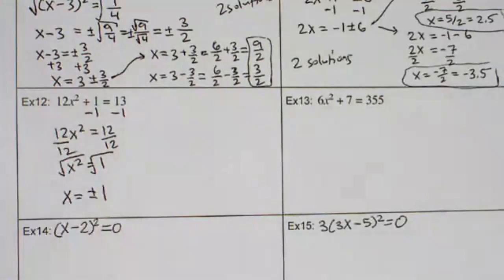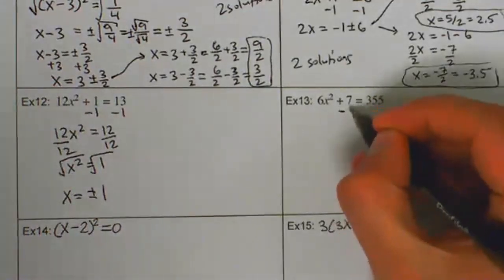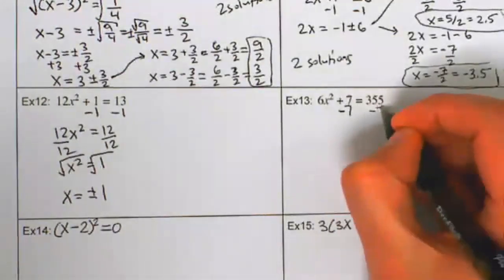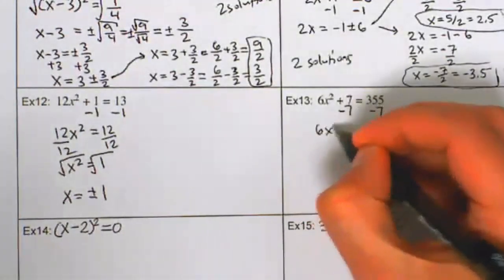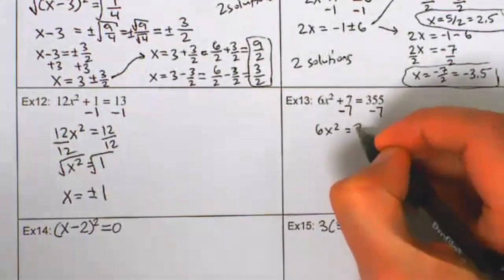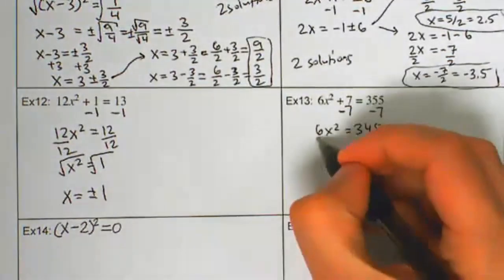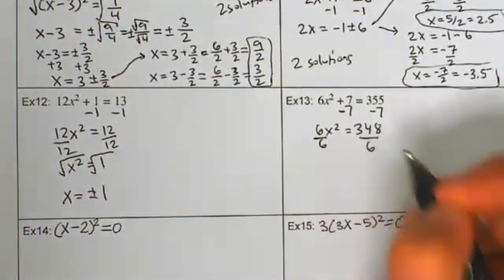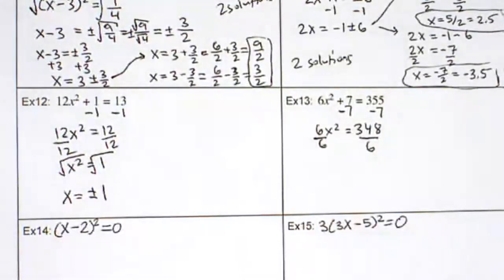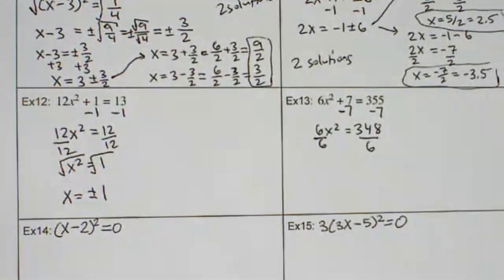Example 13, if you can believe it, is functionally the same as example 12, because instead of subtracting 1, we now subtract 7 this time. So we have 6x squared is equal to, what is that, 348. And then we need to divide by 6, just like we divided by 12 before. And I'm going to be completely honest, offhand, I have no idea what 348 divided by 6 is. So I'm going to go ahead and use the calculator.